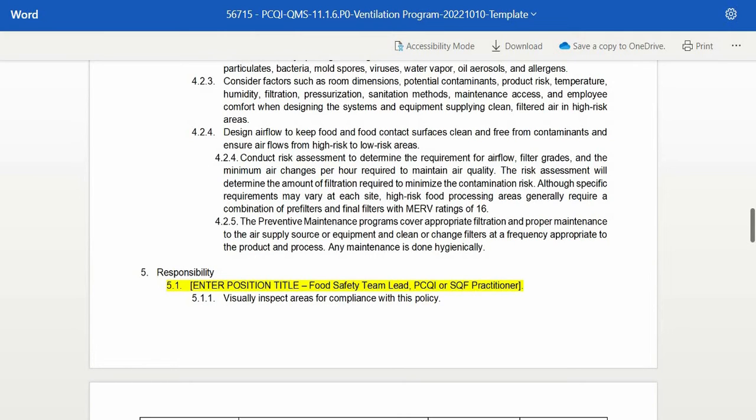Lastly, the preventive maintenance programs cover appropriate filtration and proper maintenance to the air supply source or equipment and clean or change filters at a frequency appropriate to the product and process. Any maintenance is done hygienically. Fifth is responsibility. The responsibility of the person is indicated. It covers what to perform to comply with the procedure or the policy.